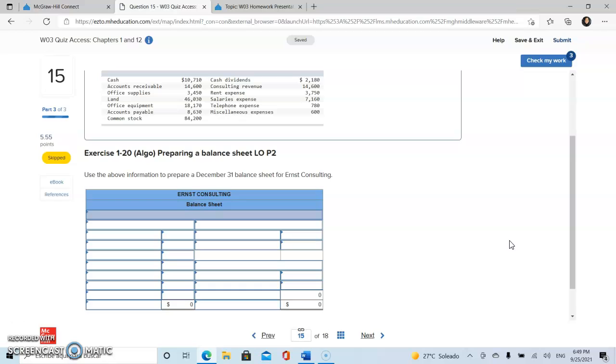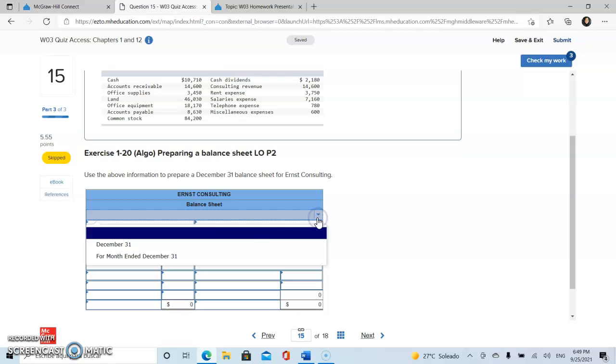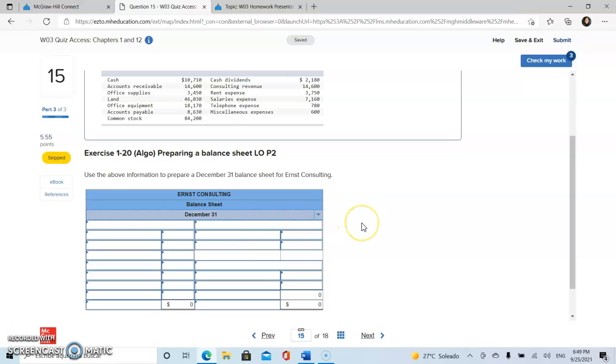For problem 15, we are required to do a balance sheet for the company. A balance sheet is prepared as of a point in time, and for this reason, we select the date December 31st. This statement will show the financial position of the company, what it owns and what it owes. On the left side of our statement, we will put the assets. Assets are resources a company owns or controls, and these resources are expected to yield future benefits.